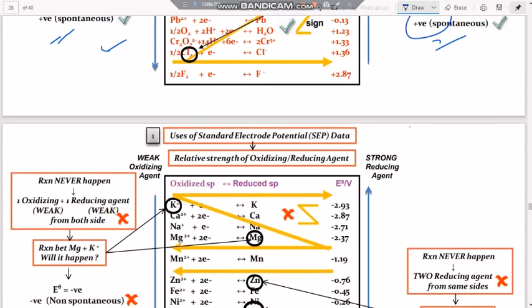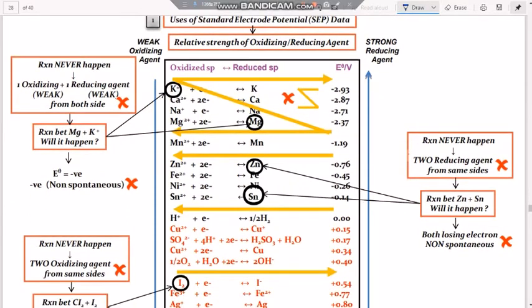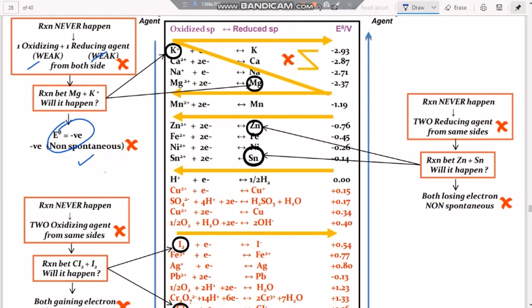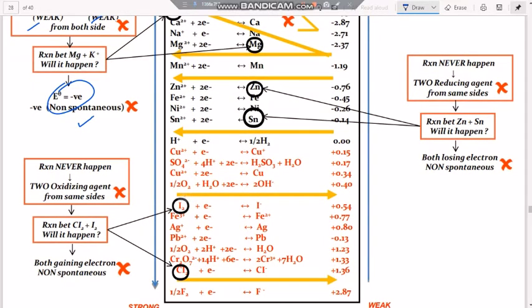Another one, relative strength of oxidizing and reducing agents gives the E naught value. If it is for magnesium and potassium, and you do the calculation, the E naught value we got is negative because that reaction is not possible. Why? Because the oxidizing agent is weak and the reducing agent is weak. So a reaction never takes place between two oxidizing agents from the same side. And another one, a reaction never happens between reducing agents also, like zinc and tin. Both are losing electrons, so it is non-spontaneous in this case.